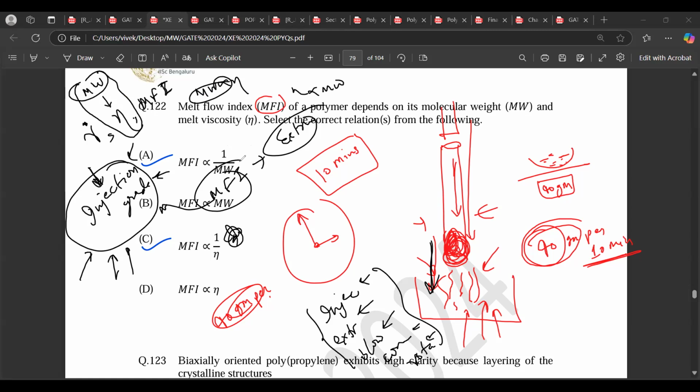So you cannot use a high molecular weight polymer where you need higher flow or very low viscosity. So in injection and extrusion, in which type of processing do we need lower viscosity? Anyone? Extrusion. Why? And why not injection?